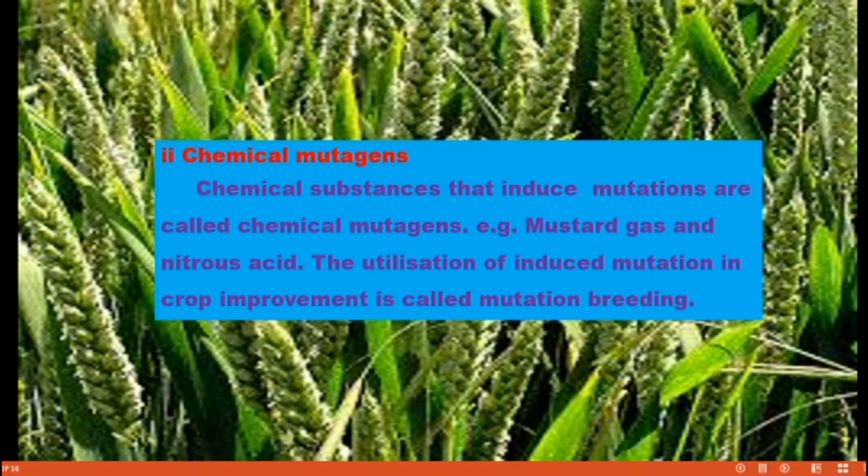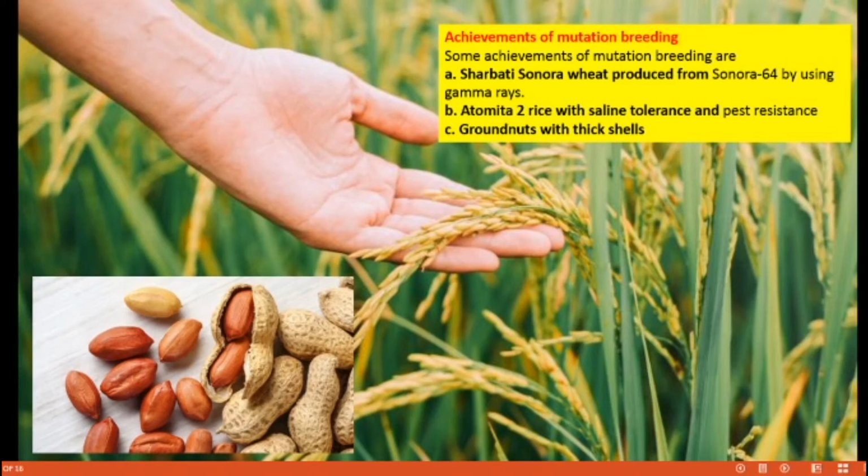The utilization of induced mutagens in crop improvement is called mutation breeding. Induced means something is going to happen. What are the achievements of mutation breeding? Some achievements of mutation breeding are: Sharbati Sonora wheat produced from Sonora 64 by using gamma rays. The gamma rays we consider a physical mutagen, which caused the mutation.